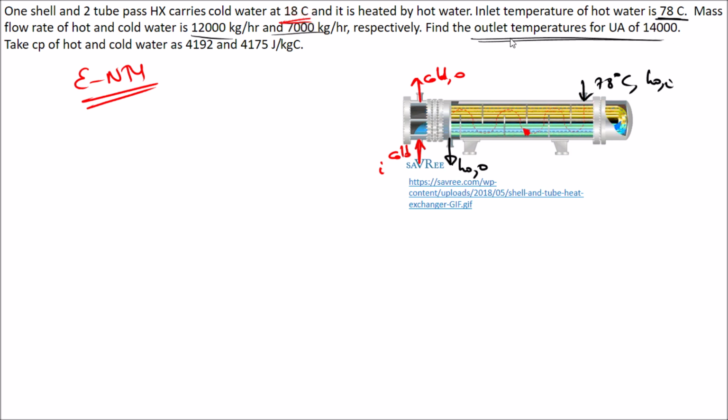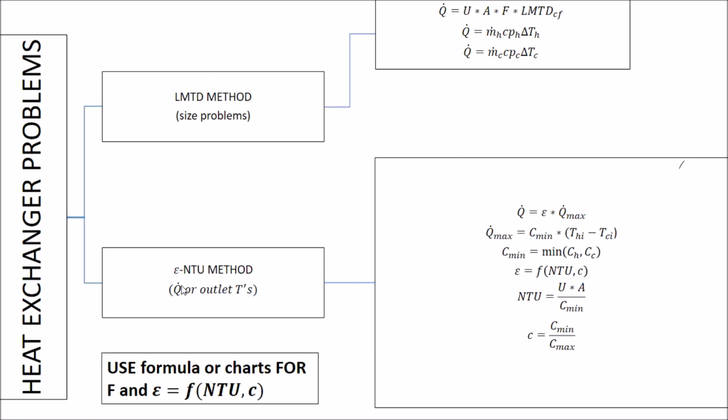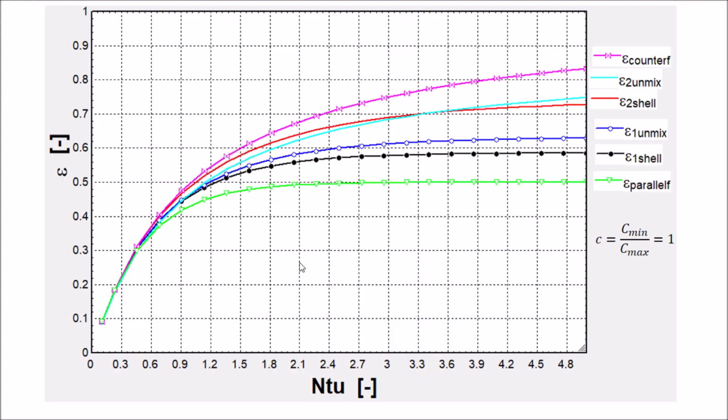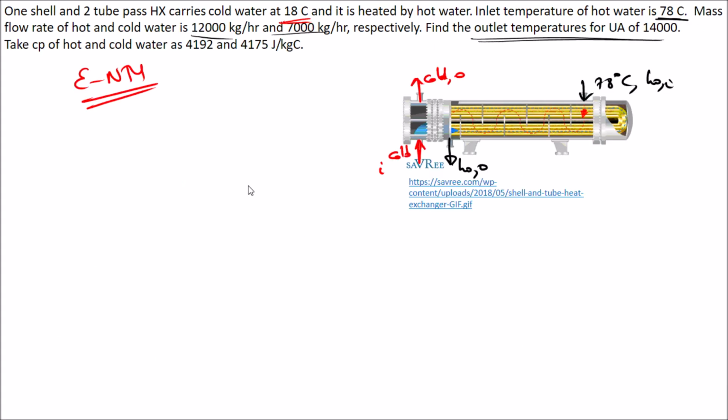Notice here we are trying to find the outlet temperatures, and for outlet temperatures we use this method. You can use the other method, but there you have the logarithmic relation. It makes the problem complex, and this one is the easiest. So what will be the steps?